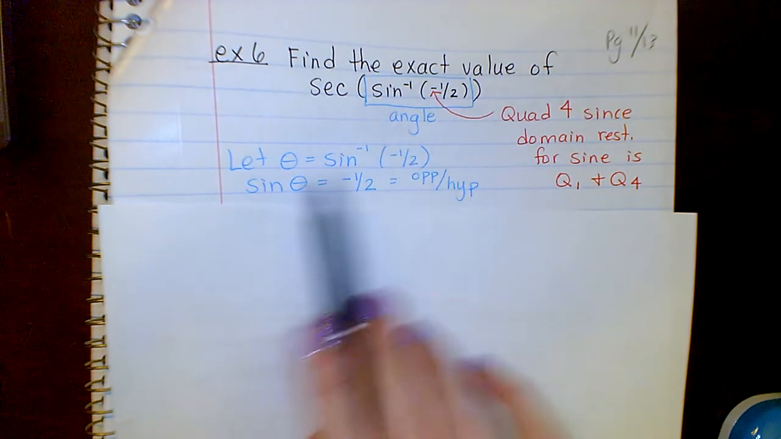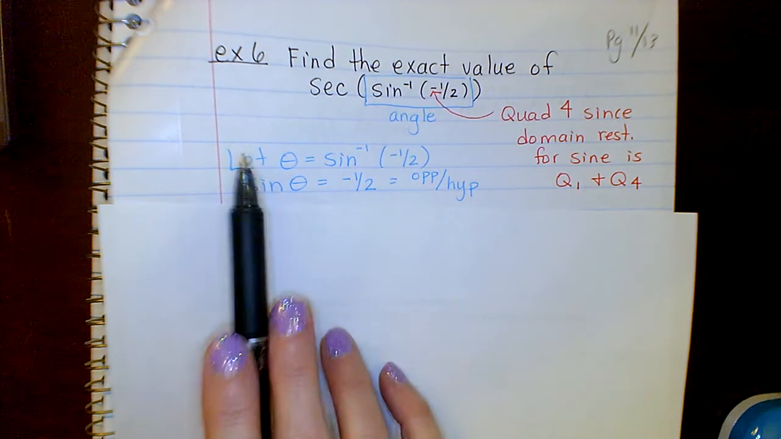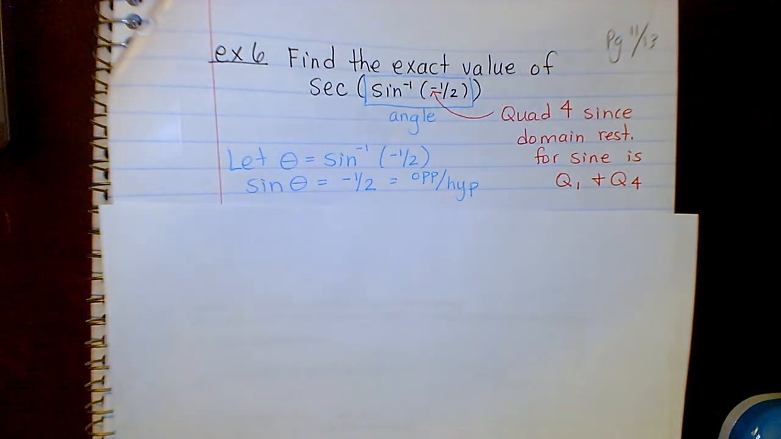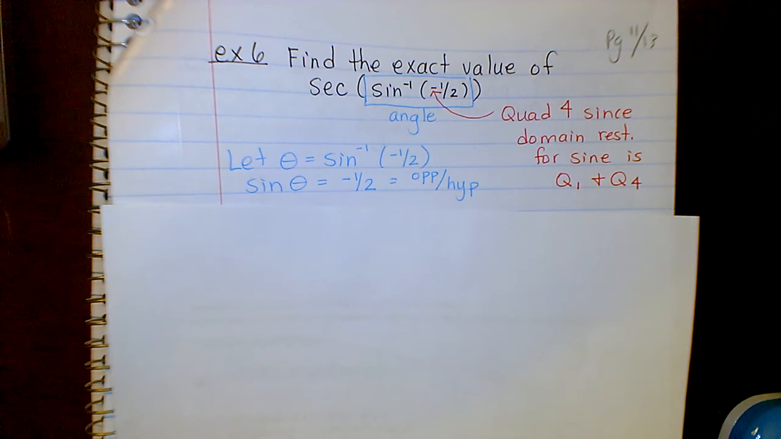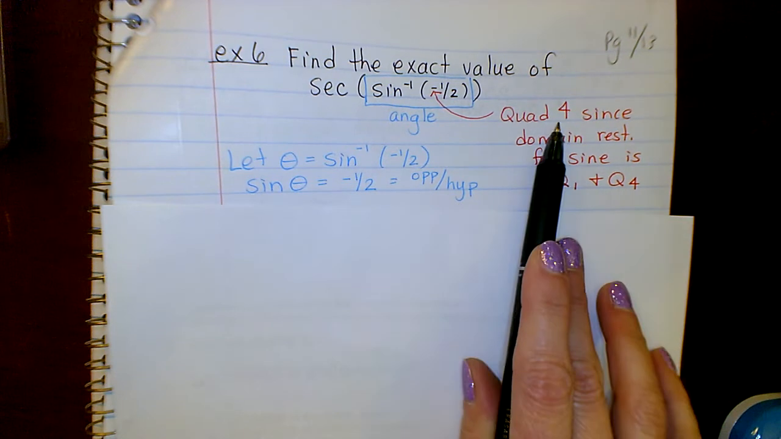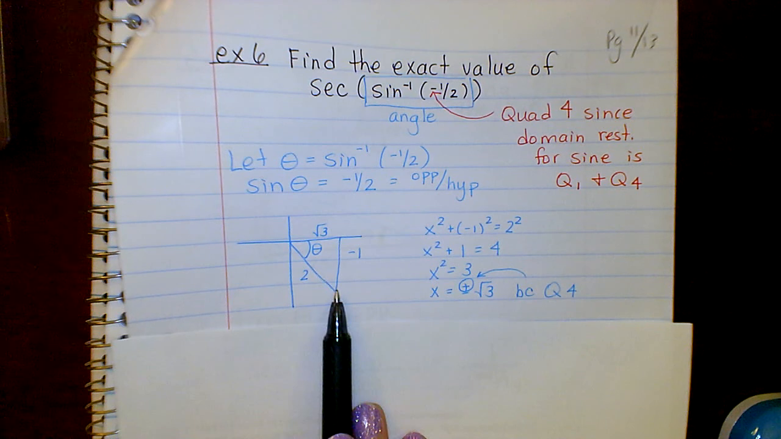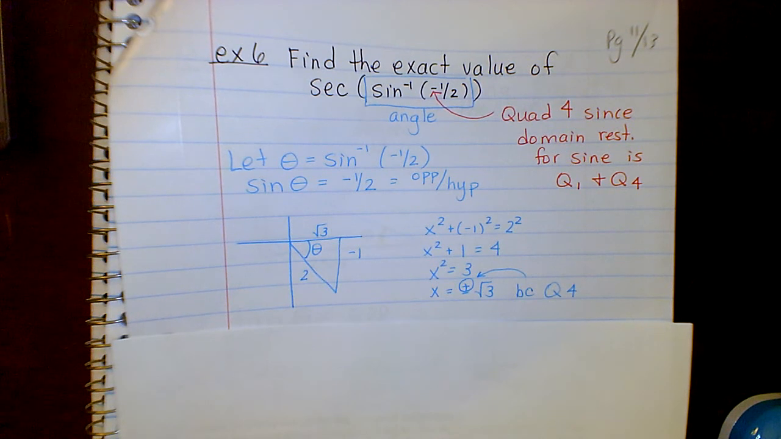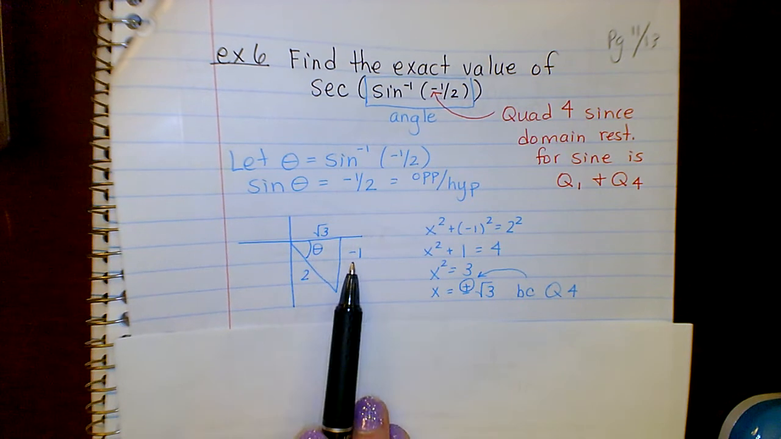If we let theta equal this stuff, what I did here was I skipped the step of taking the sine of both sides, because I know that every single time I'm going to take the sine of both sides, essentially I'm moving this to the other side and getting rid of the inverse. So I get sine theta is negative 1/2, sine's opposite over hypotenuse. It's in quadrant 4. So here's my angle down here in quadrant 4. This is negative 1/2, so it's opposite over hypotenuse.